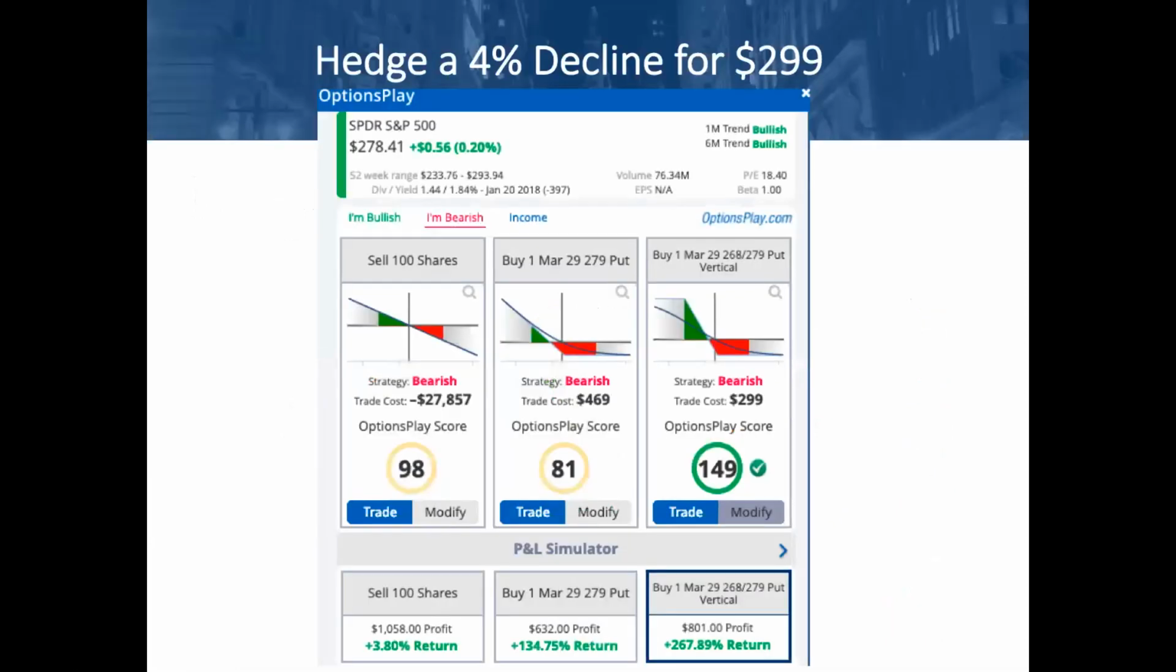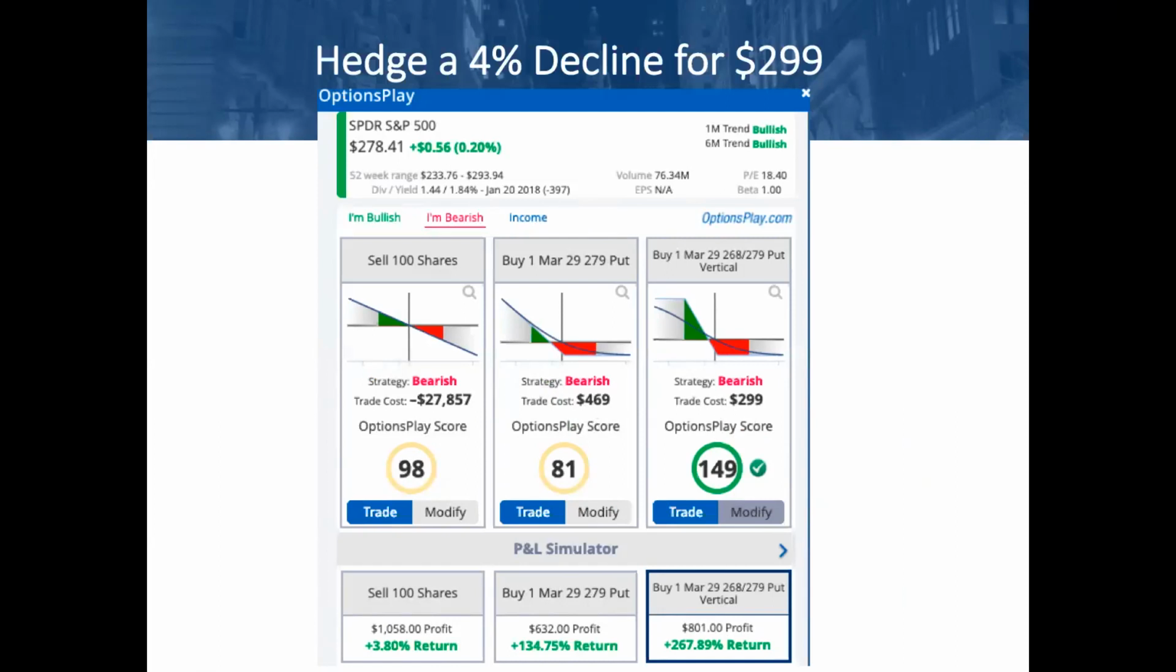Well, if you're bearish, after all of that analysis, and you're entitled to your opinion, you can use one of our favorite option strategies, a bearish vertical put spread. You can hedge a 4% decline in the SPY for only $299. You buy the 279 put. When I did this before the opening, that was slightly in the money, and you sell the 268 put against it. You reduce the cost of the put from $469 to $299. And if the S&P drops by 4% by the first week in April, 270% profit potential. So it's a very cheap way to hedge a portfolio.